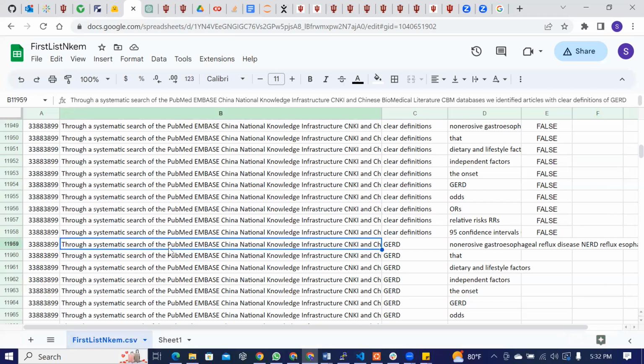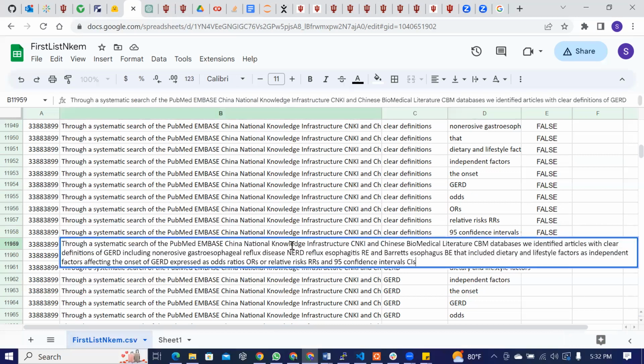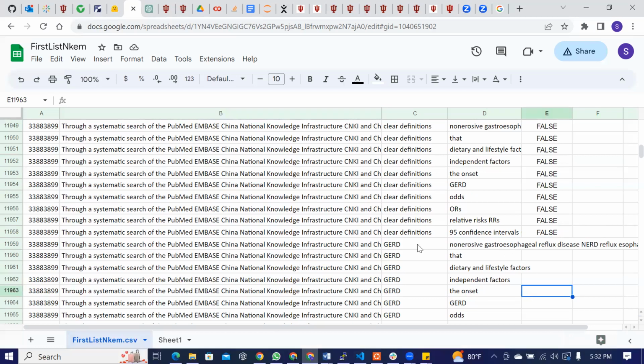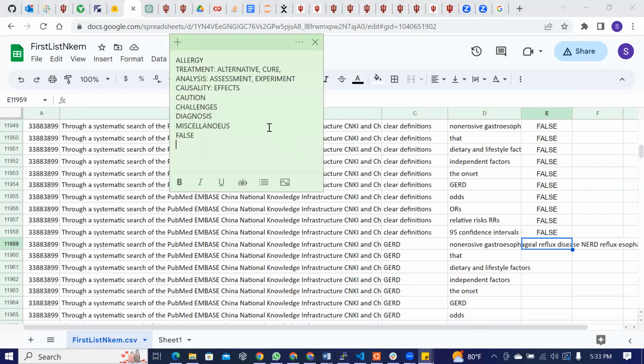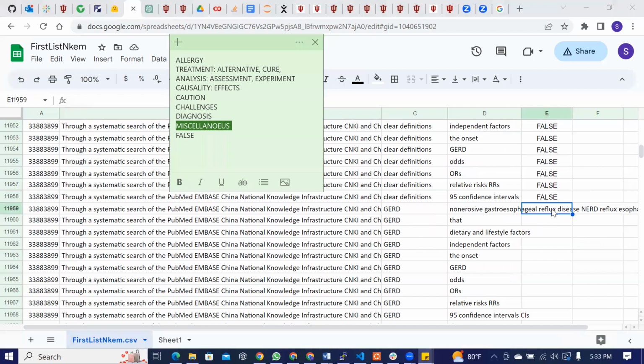Through a systematic search of PubMed, Embase, now look at this: GRD and non-erosive gastroesophageal disease. Now look at this, where we have clear definitions of GRD. These are the things that GRD includes. So this is like association relationships. Are we considering associations? No, we're not considering association. So it's a miscellaneous relationship. So just take miscellaneous relationship and write it. It makes everything easier.